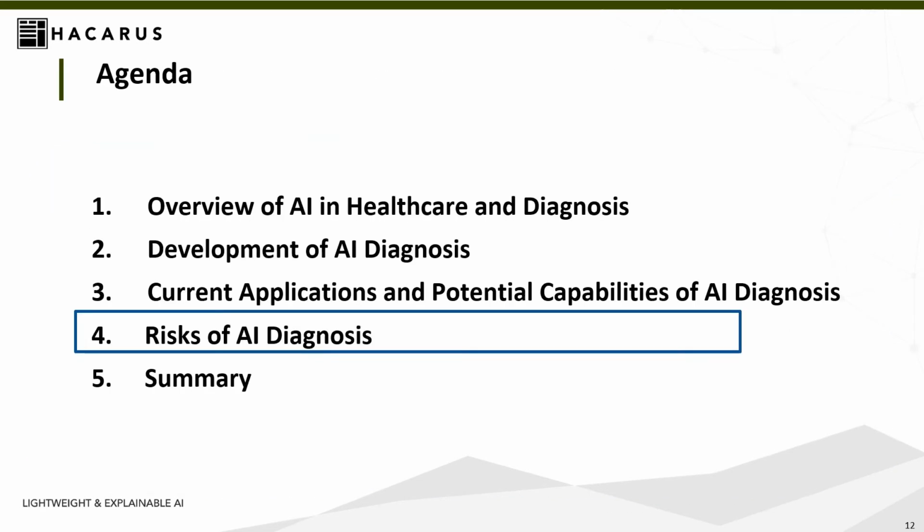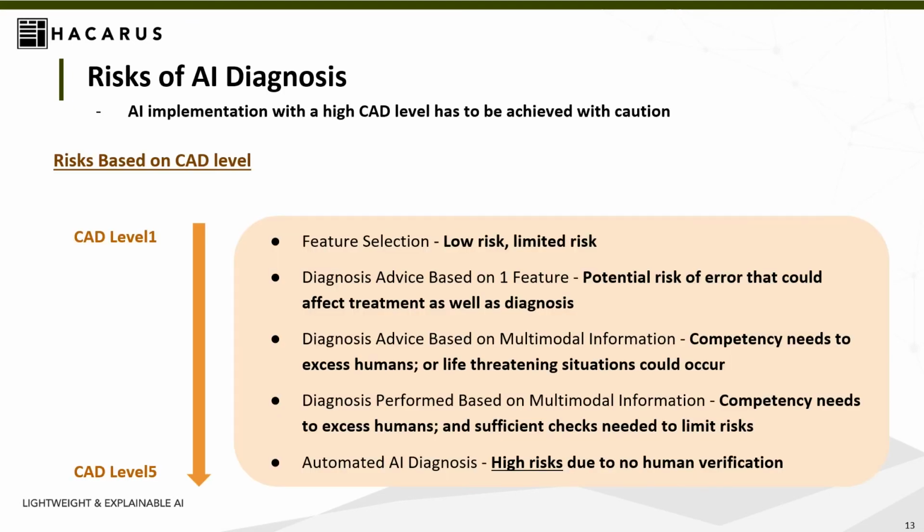But what are the risks of this technology? Although in the current phase of development the risks are limited, AI implementation with a high CAD level has to be achieved with caution. What can be said throughout the analysis is that a stage of the competency of AI diagnosis has to exceed that of humans. How to evaluate this is another matter, but this must be achieved in order to aim for complete automation. A more feasible answer, on the other hand, is a collaboration model where both humans and AI check each other.